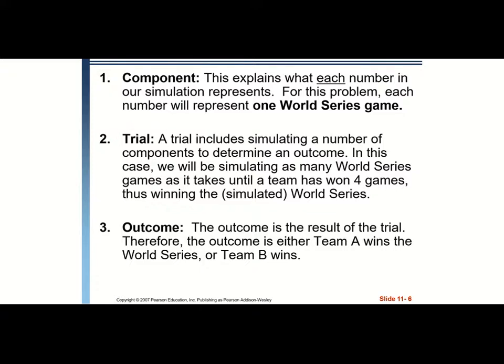The trial, okay, is going to be the string of World Series games. Now we want to generate components until we have a winner of the World Series. Okay, we might have a winner after 4 games. It might take all 7 games. So we'll simulate as many World Series games as it takes until we have a team that won 4 games and thus has won the whole World Series. Okay, lastly, there's the outcome. Okay, and the outcome is which team won the World Series. Okay, did Team A win or did Team B win?